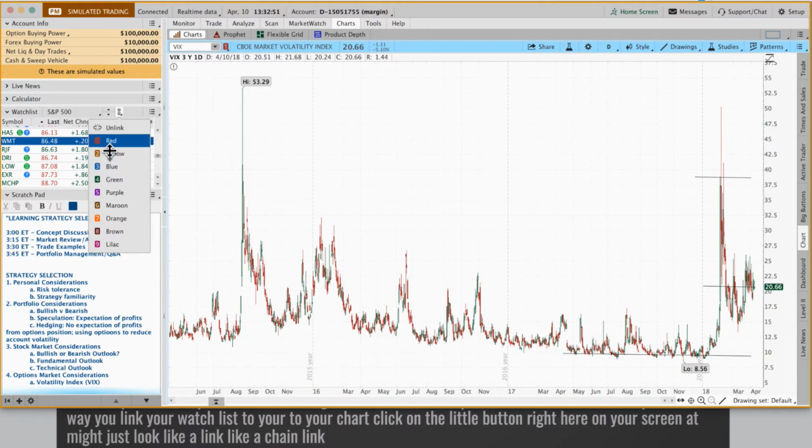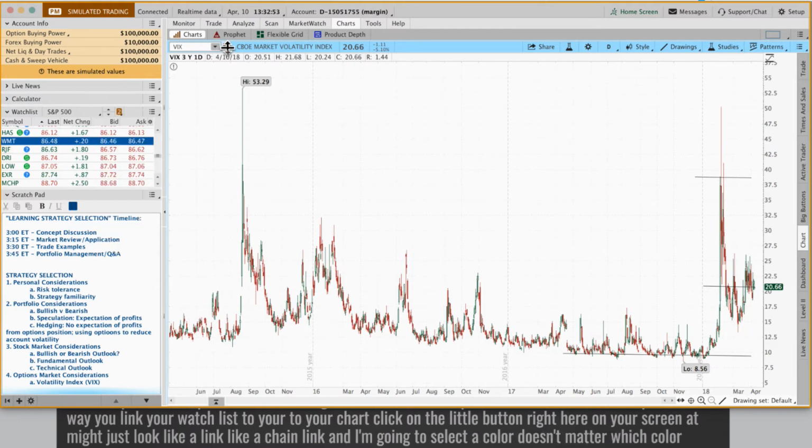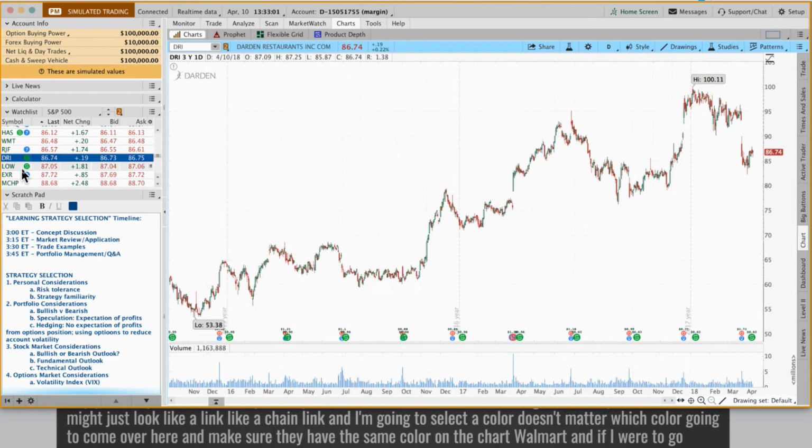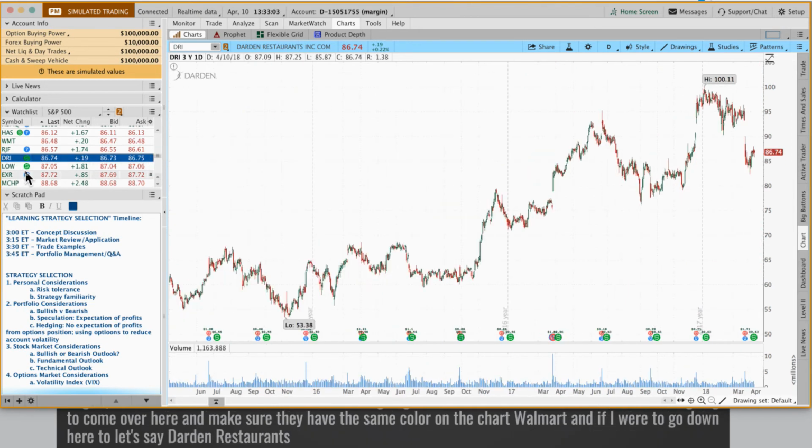And I'm going to select a color. It doesn't matter which color. I'm going to come over here and make sure that I have the same color on the chart. And now these two things are linked. You'll notice it automatically loaded up Walmart. And if I were to go down here to, let's say, Darden Restaurants, click on that, it just automatically loads Darden here, so I don't have to type in the symbols.